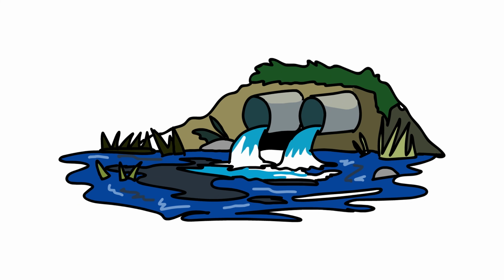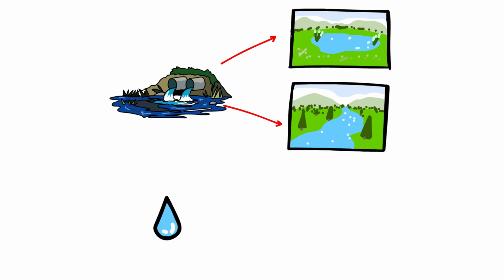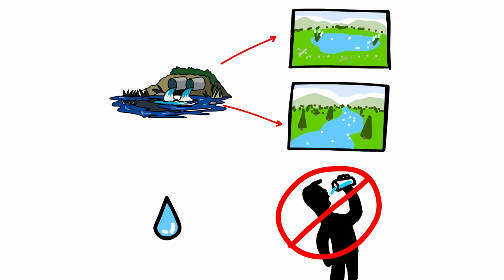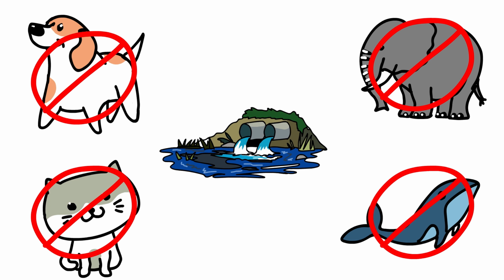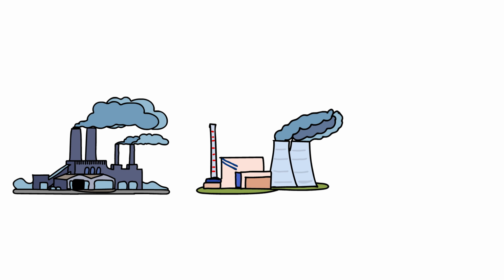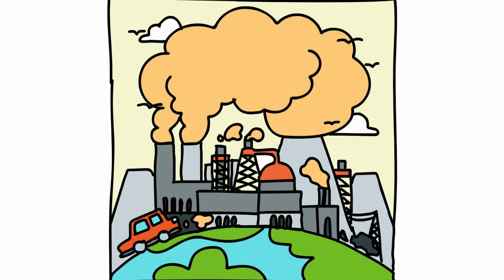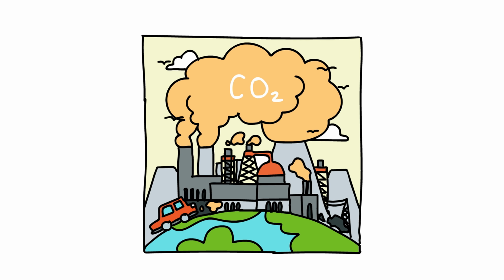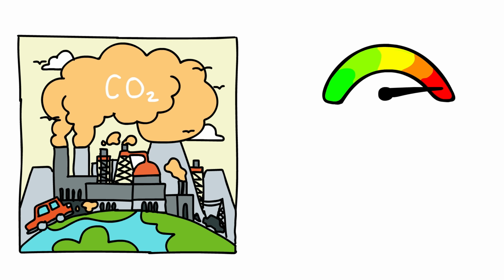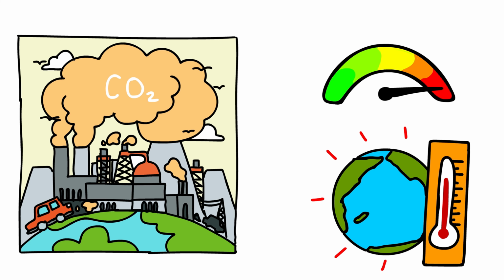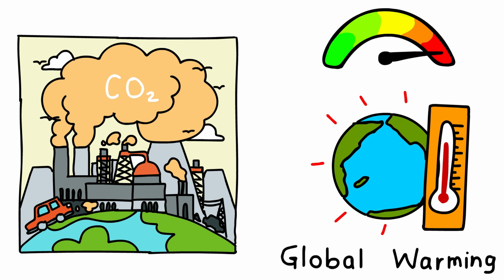Discharge of waste material into lakes and rivers makes the water unsuitable for human use. It also damages other forms of life. Emission from industries, thermal power plants, and vehicles pollute the air. Carbon dioxide, CO2, is an important constituent of air. But increase in the amount of CO2 leads to increase in global temperatures. This is termed as global warming.